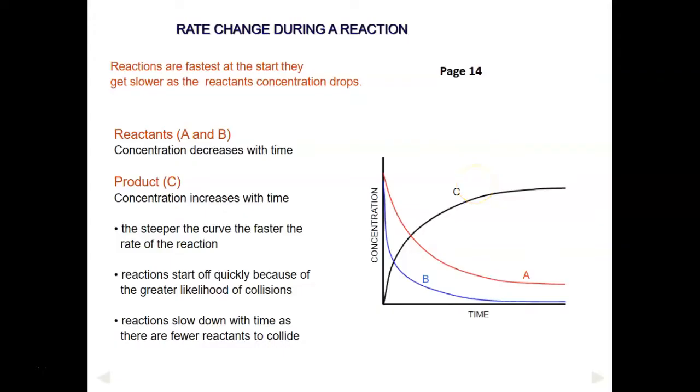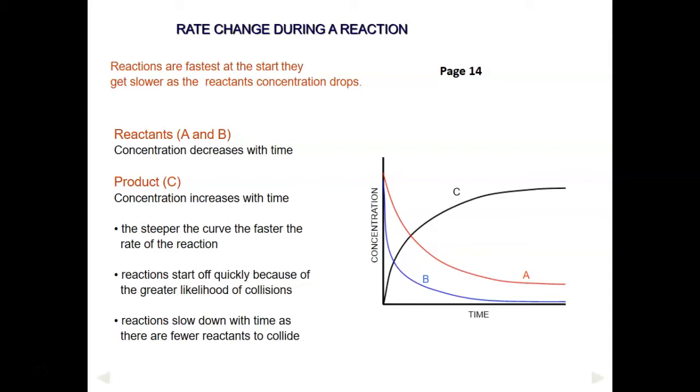So we're on page 14 of your notes, and we're looking at the change to the rate during a reaction. And you can see there that the reactants A and B, their concentration decreases with time until you reach the equilibrium position. But the product C increases with time. Now, the steeper the curve, the faster the rate of the reaction. And the reaction is the quickest at the start because here A and B are at the highest concentrations, so they've got the most frequent collisions.